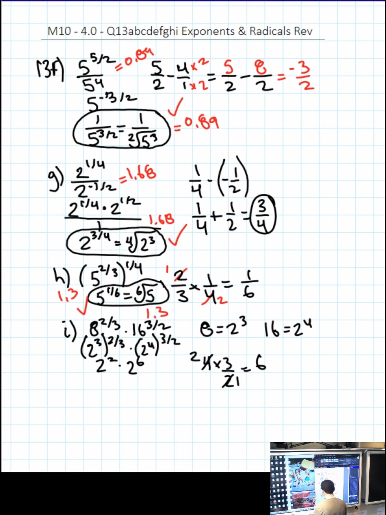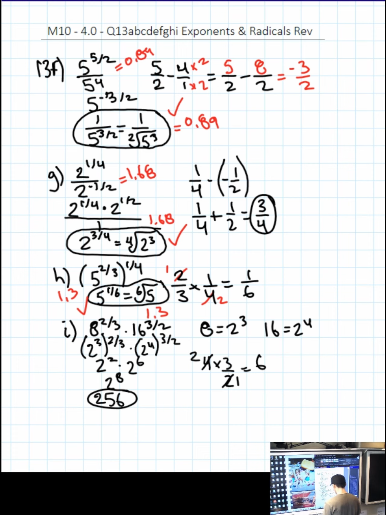Then we have the same base, so we can add the exponents, and we get 2 to the 8. And 2 to the exponent 8 is 256. Keep in mind, we should be able to do that with our fingers: 2, 4, 8, 16, 32, 64, 128, 256. Therefore, 2 to the 8 is 256, counting with our fingers.